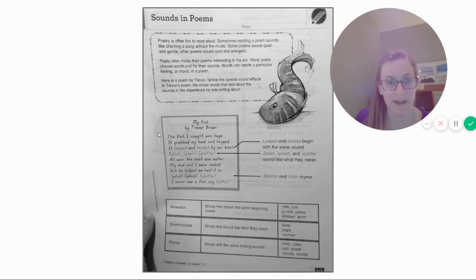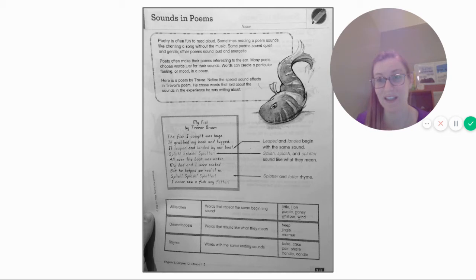My fish. The fish I caught was huge. It grabbed my hook and tugged. It leaped and landed by our boat. Splish, splash, splatter. So we are looking for splish, splash, splatter. These are the words that count as onomatopoeias because they sound like what they say.